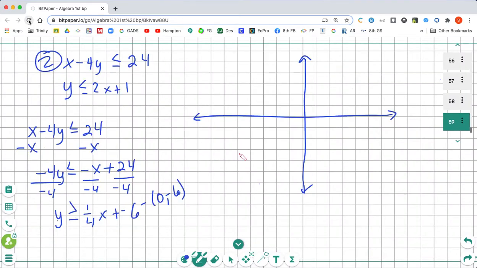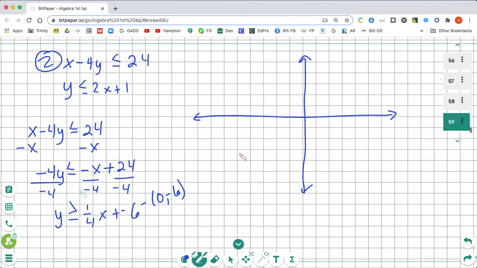So I'm going to get the y on the left. And then I'm going to zero pair out the x. So the y is already on the left. Zero pair out the x. This is going to give me -4y is less than or equal to -x plus 24.